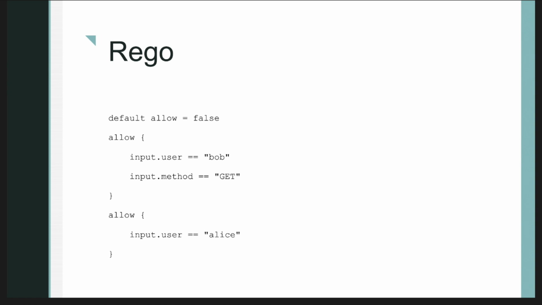Or we are going to allow this if the user is Alice. So if we have a delete method with Bob, this is not going to be allowed. If we have a delete method with Alice, this is going to be allowed because Alice is allowed in any case, regardless of the method. If I get a Rafa user, this is going to be rejected, because the default allow is false here. But as I said, this is not Open Policy Agent. This is just a Rego program.